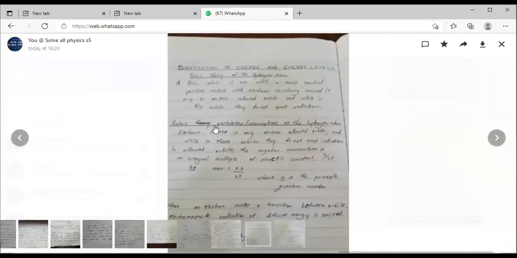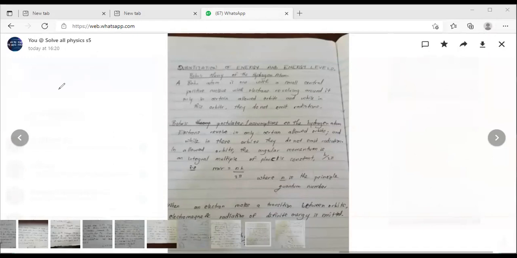So by definition, we can say a Bohr atom is one with a small central positive nucleus with electrons revolving around it in only certain allowed circular orbits, and while in those orbits, the electrons do not emit radiation. You'll add on that, but the part about when an electron makes a transition, you can leave out. Then among his postulates, one, he suggested that electrons revolve in only certain allowed circular orbits, and while in these orbits, they do not emit radiation.